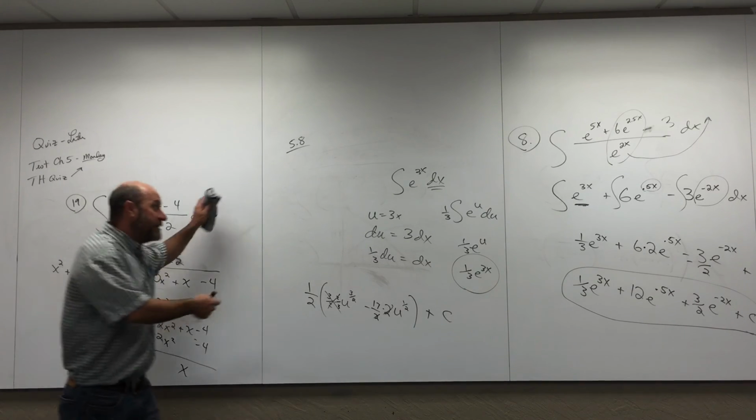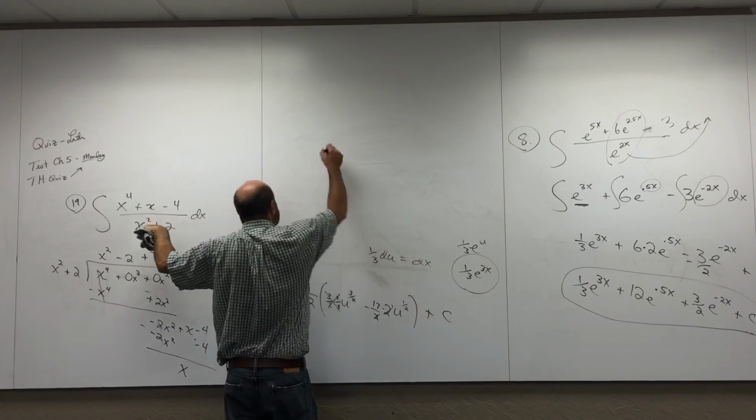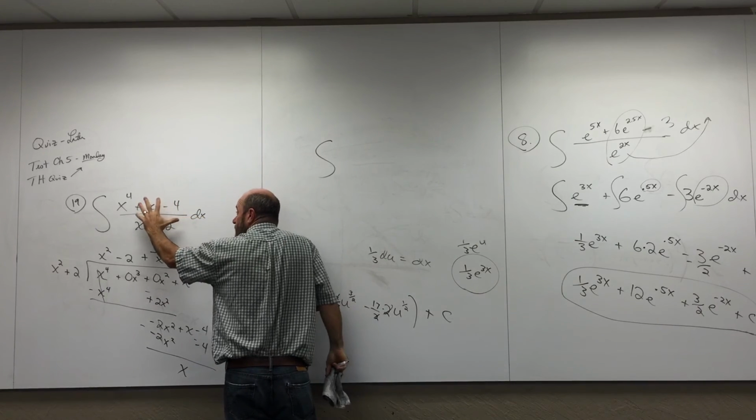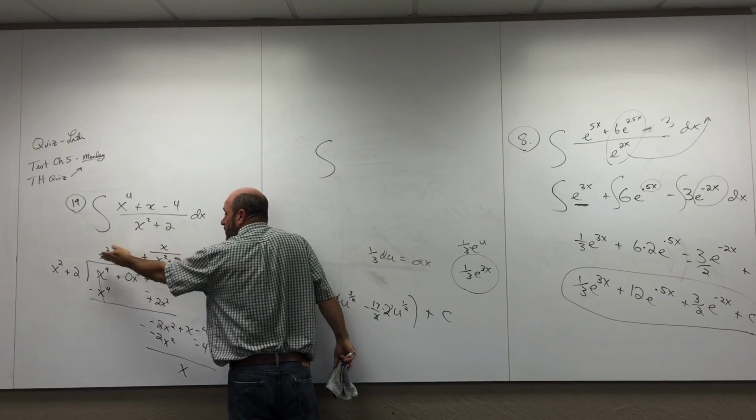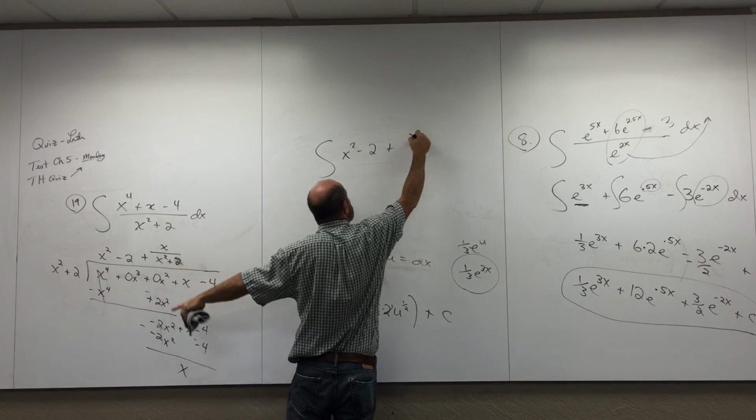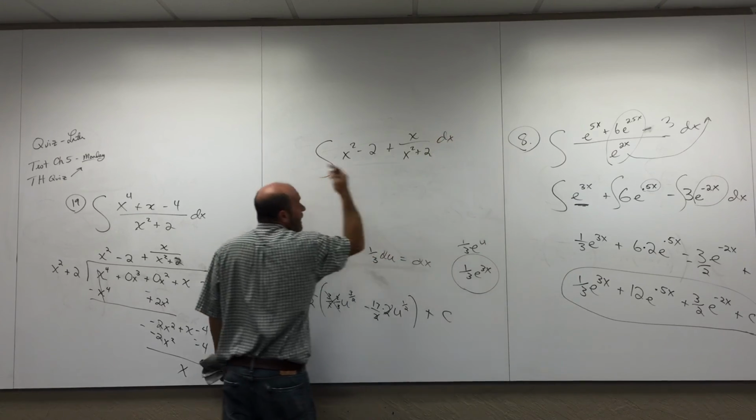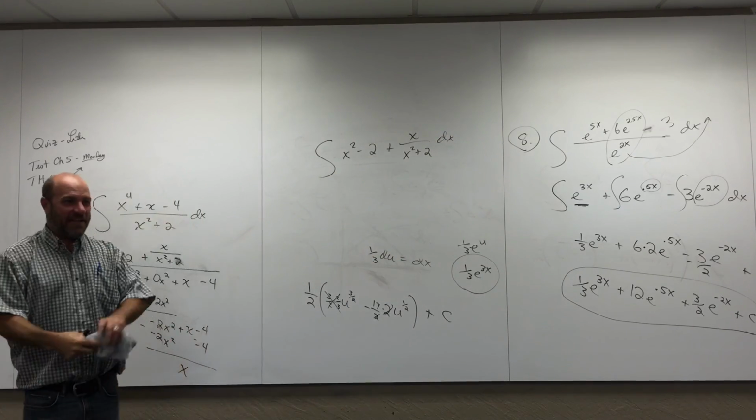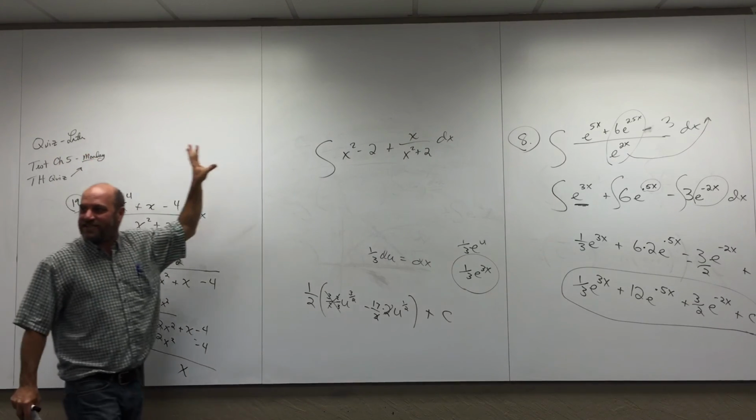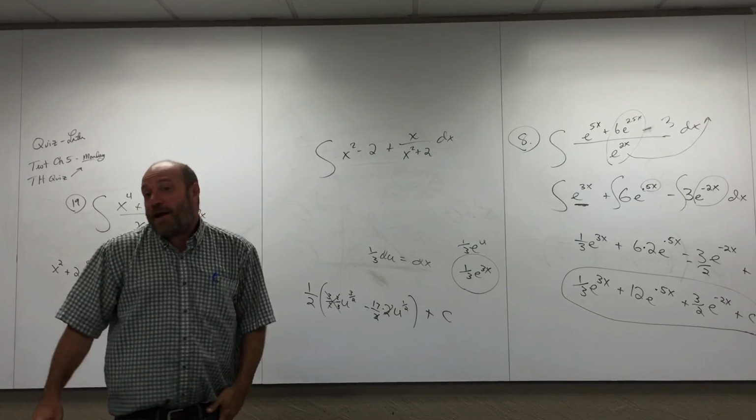What I'm going to do now is rewrite this integral. Because I did the division, the answer to this division is sitting right here. It's the quotient. It is x squared minus 2 plus x over x squared plus 2. And so I got to do this integral now instead of this integral. It's the same integral. The integrand got changed into this. And now I do it.